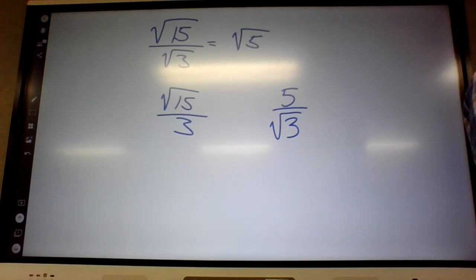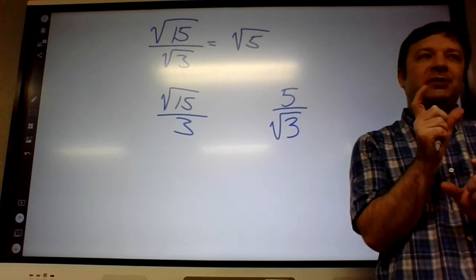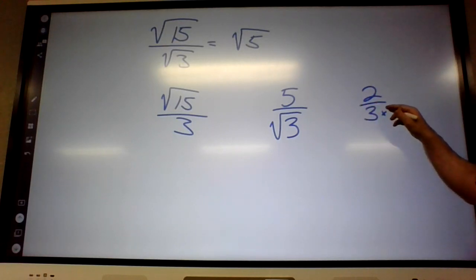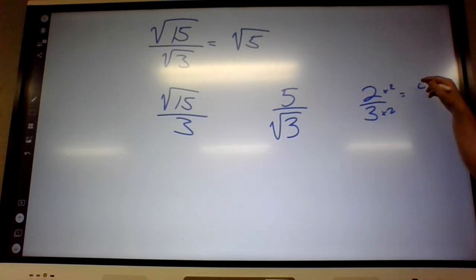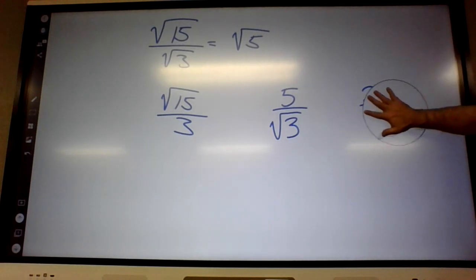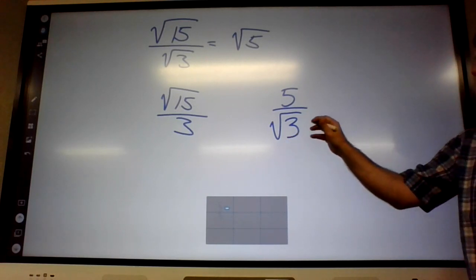Here's the trick. You can change fractions by multiplying the top and the bottom of the fraction by the same value, right? Like 2/3 is the same thing as 4/6, for example.